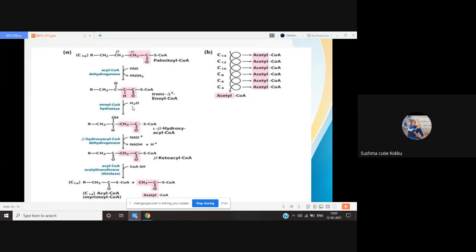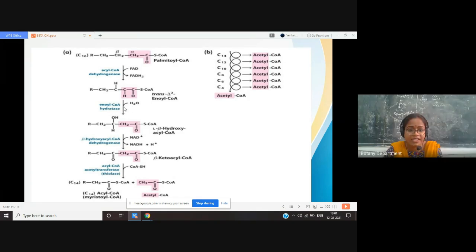Hydrogenation. Hydration reactions will have the enzyme name as hydratase. Oxidation reactions will have the enzyme name as dehydrogenase. Okay, first step is oxidation.